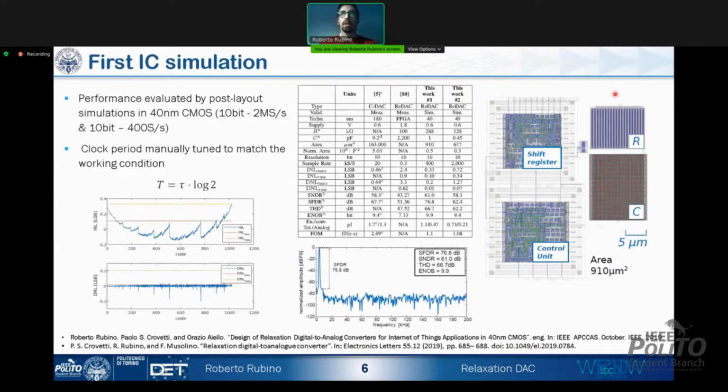An initial version of the Relaxation DAC has been implemented in 40 nanometer technology with 2 sample rate versions, 2 megasamples per second and 400 samples per second. Both have been tested at 10-bit resolution and achieve a really low energy per conversion of around 1 picojoule per conversion.